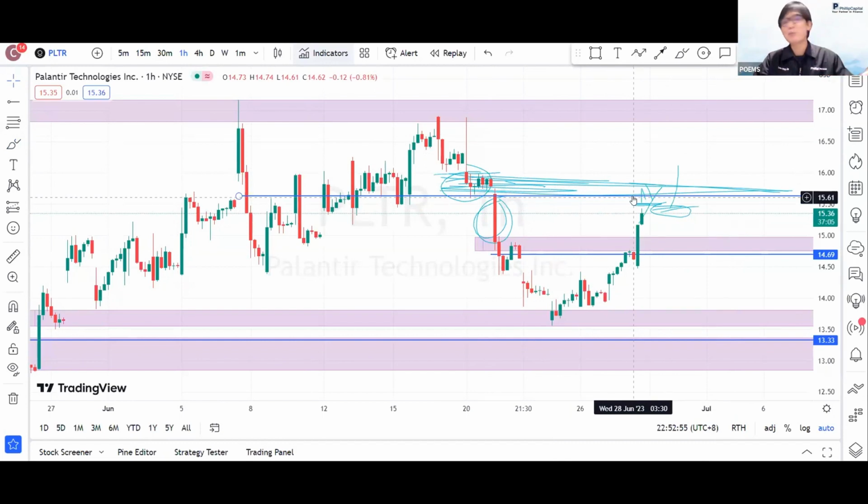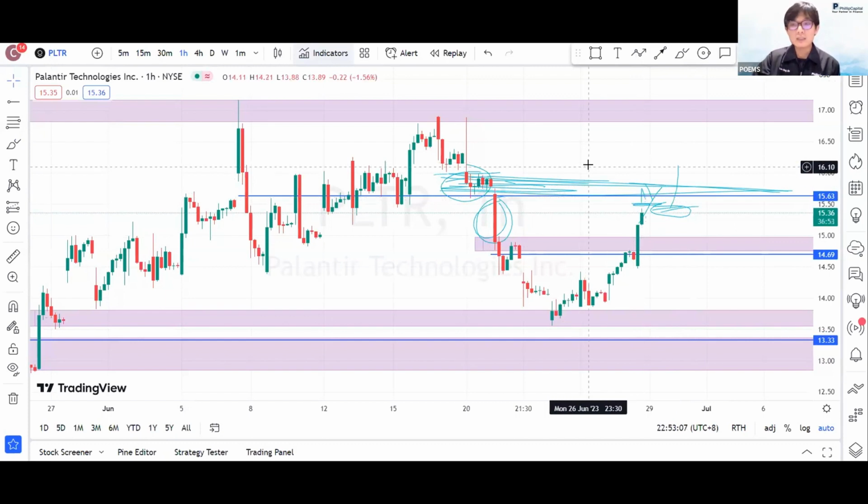Yes, it might tap 15.6 and slam all the way. It might also, but my personal preference, I wouldn't just straight up short here, because I will start to think, okay, where do I put my stop loss? Do I put it at 16.1 or do I put it above at 17?